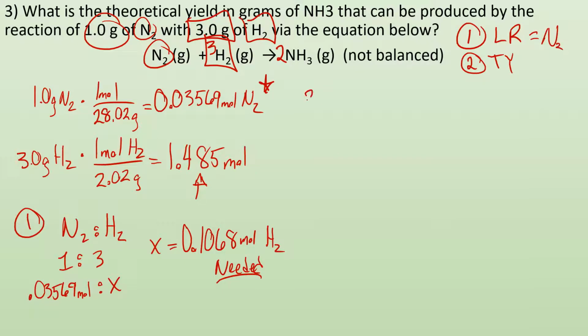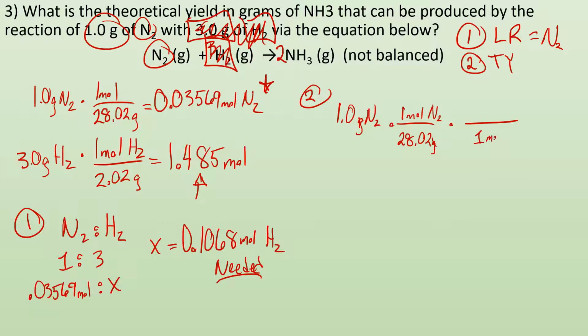So now I can figure out my theoretical yield based on my N2. I can ignore my hydrogen. I can even cross it out so I don't get confused. So if I have 1.0 gram of N2, I can multiply that again by 1 mole over 28.02 grams. So I end up with moles of N2. Then I go to my balanced chemical equation. Well, I know the ratio is for every 1 mole of N2, I can make 2 moles of NH3.